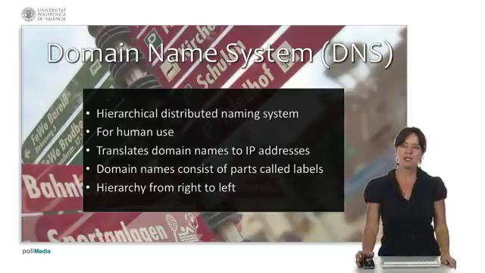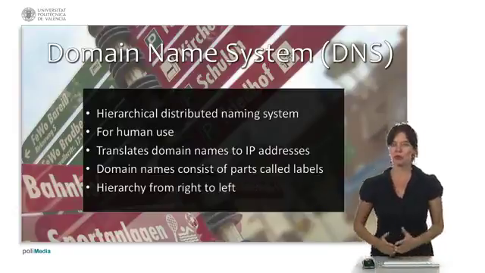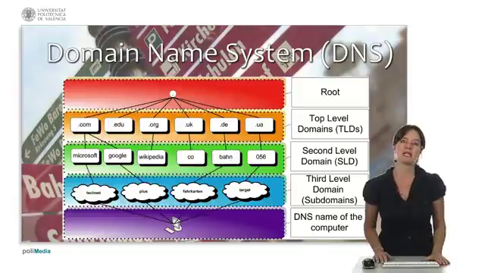Names in DNS are constructed hierarchically from parts that are called labels, and we read them from right to left. So let's look at an example on the next slide.